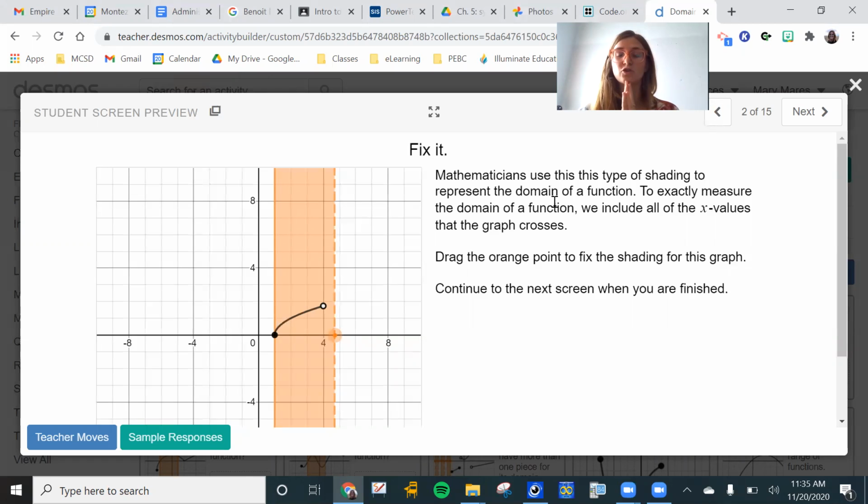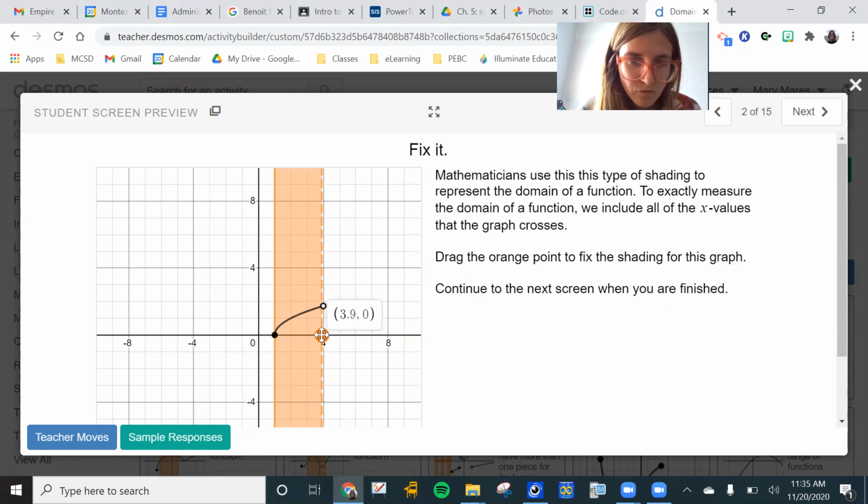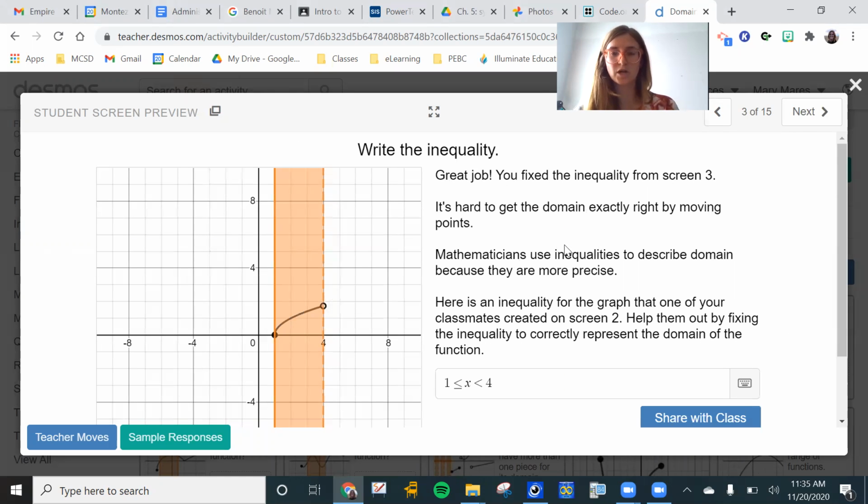To exactly measure the domain of a function, we include all of the x values that the graph crosses. So the domain is all possible x values. So drag the orange point to fix the shading for this graph. I'm going to drag it over here so that it lines up with my line. I want it to be at exactly 4. There. Great job. We fixed the inequality.